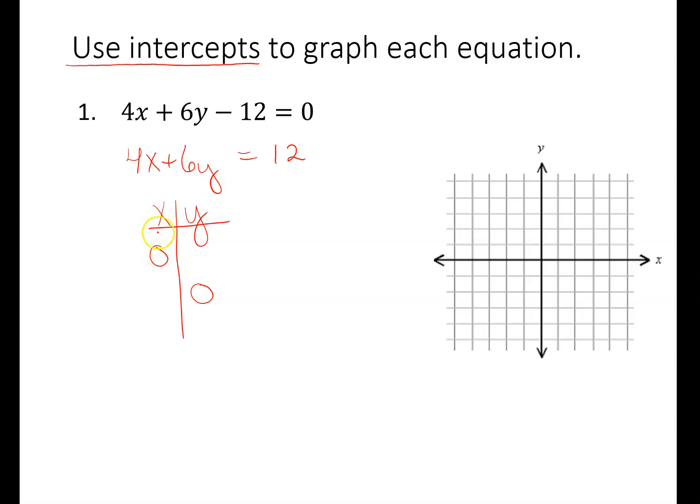Okay, so if I let x be 0, that's going to get rid of that 4x altogether. So you could just cover that 4x up with your finger and then look and see, okay, I've got 6y equals 12. If I divide 12 by 6, I'm going to get 2. So it is possible to complete that ordered pair without even writing down any work. However, if you need to show the work, that is certainly fine as well. So I'm going to come down here and show you what it would look like if you need to show it. So for the y-intercept, I would let x be 0.